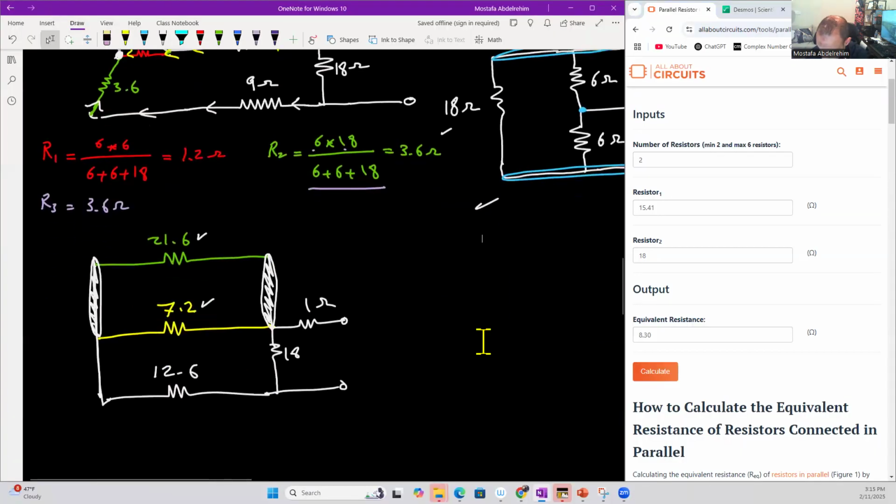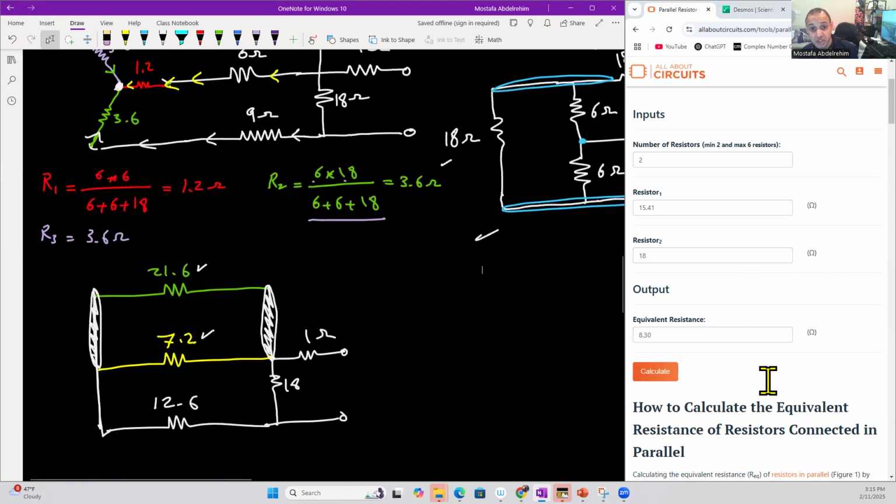Okay, here it is. This is the calculator that I'm using to calculate the equivalent resistance of parallel resistors. Okay, so we have here two resistors. So two. The first one is 21.6. The second one is 7.2. And just click calculate: 5.4.